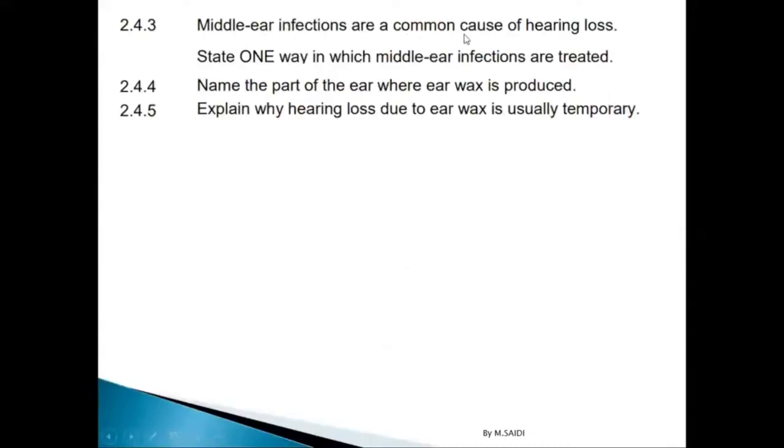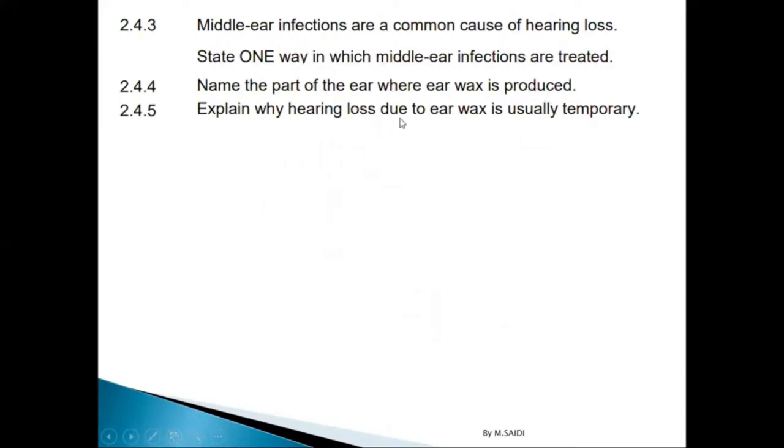Middle ear infections are a common cause of hearing loss. State one way in which middle ear infections are treated. You can treat it using antibiotics or you can treat it using grommets. We're going to see them. Name the part of the ear where earwax is produced. That is cerumen. Sometimes we call it cerumen. That is the auditory canal.